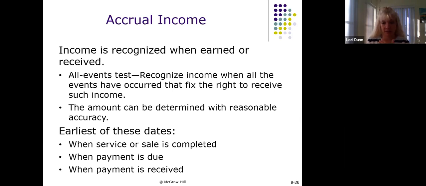When the service or sale is complete. So that's our general rule, right? In financial accounting, when we earned it. Not in taxes though. When the payment is due. So whether they pay it or not, when it's due, it should be recognized in income. Or when the payment is received. So we look at these three dates and we say, which is the earliest? That's when we recognize the income for accrual method in taxes. Just a little different than what we're used to under what we call accrual in financial accounting.